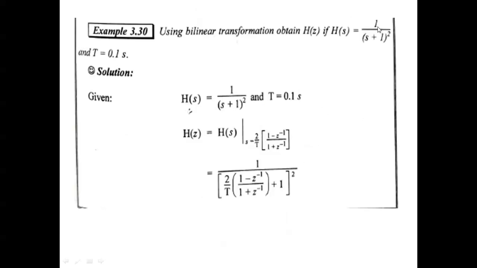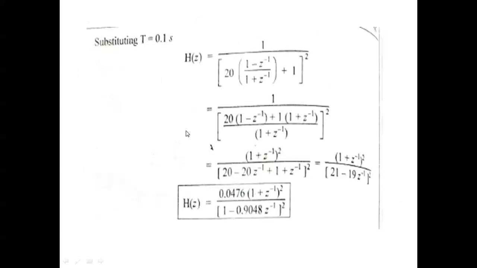Okay, this is another example: 1 by (s + 1) whole square, with T equal to 0.1 second. So this is the equation, then apply it, with T equal to 0.1 second, so s = 20 (1 - z inverse)/(1 + z inverse). Apply the equation, and finally you get the value H(z) equal to 0.047. So this is the value. Okay, thank you.